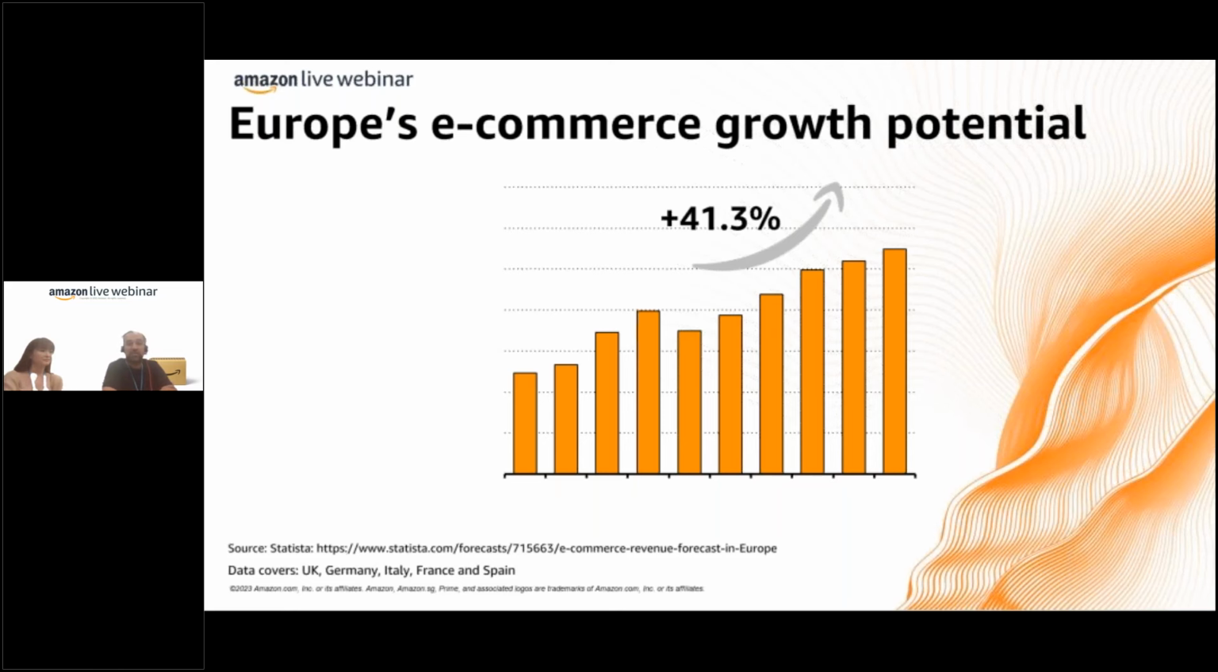So in Europe, the e-commerce scene is booming, and it's projected to cross over $1 trillion USD in revenue by 2026. In the next 4 years, by 2027, e-commerce revenue is expected to reach a new peak and will grow significantly at 41.3% from 2023. Evidently, this is a sign there's a great opportunity for businesses to enter or expand into Europe's e-commerce scene via the Amazon European stores.